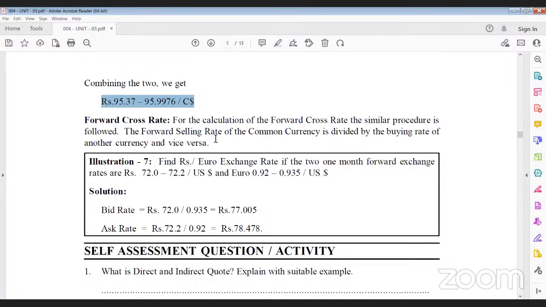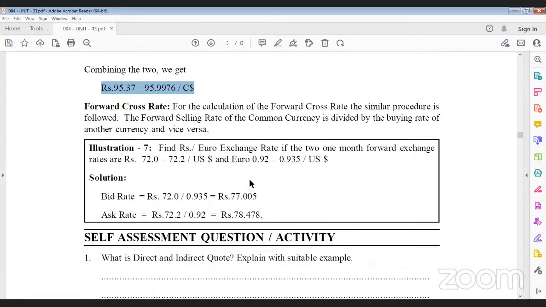What is forward cross rate? For the calculation of forward cross rate, now the above is spot cross rate. Now this is forward cross. Spot is currently, you know the values, and so you are able to do. Now in case when you are transacting about forward rates, that means future rate, then how do you do? Okay, here is one example.